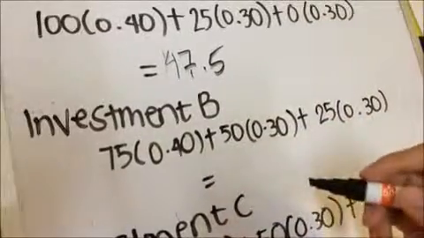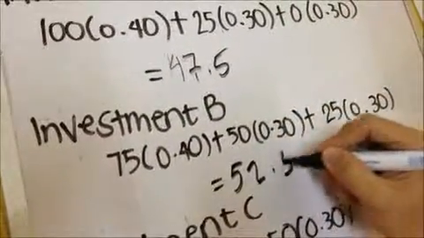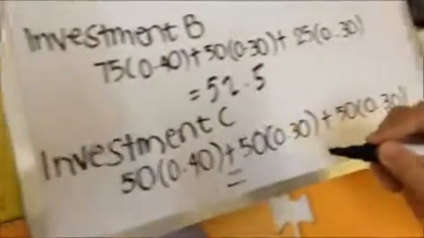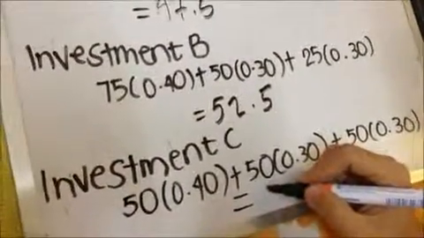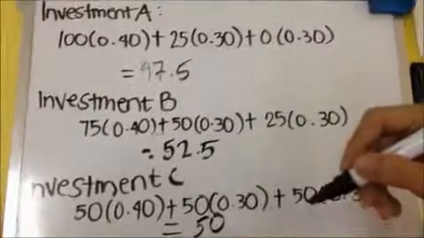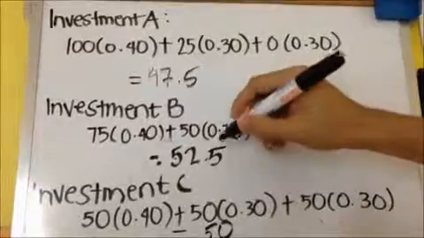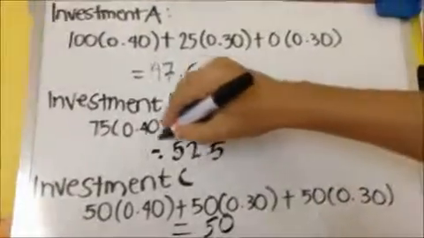For investment B, the answer is 52.5. Then for investment C, the answer is 50. So D2, which is the investment B, is the decision preferred because it is the highest.